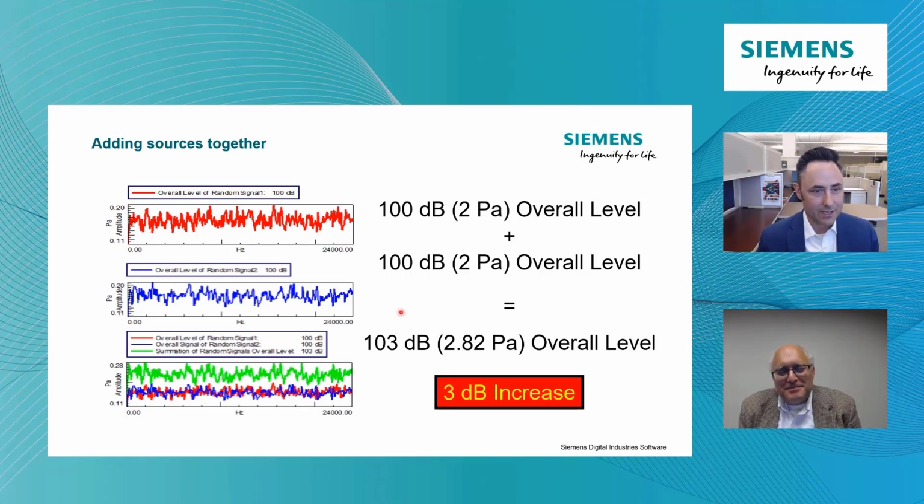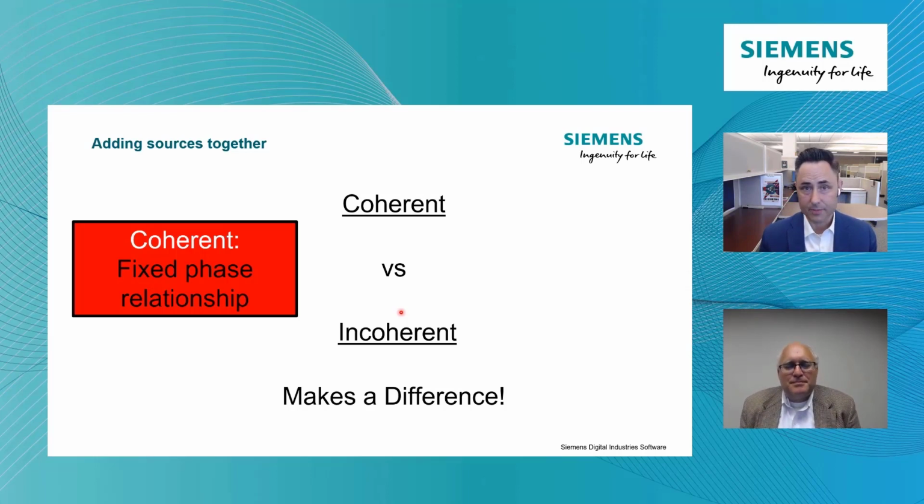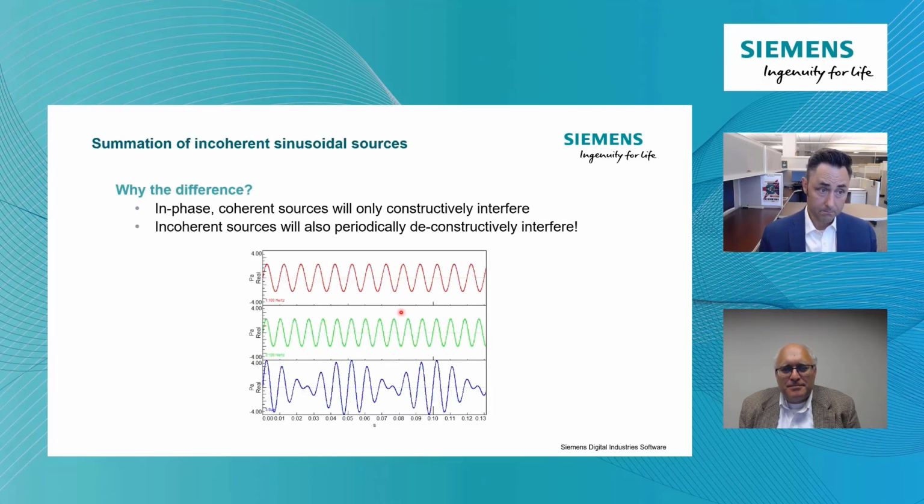So a 3 dB increase in adding together our 2 sound sources. So why does this happen? Well, we have this thing called coherent and incoherent sound sources. It makes a big difference. And coherence is just a fixed phase relationship. In my previous example, I had 2 random sound sources, so they're just playing noise in a random fashion. So there can be no relationship between these 2 sources, and so they're incoherent. And so what's going to happen is sometimes these things are going to be acting together and they're going to sum together, and sometimes they're going to be acting opposite and they're going to cancel, okay?